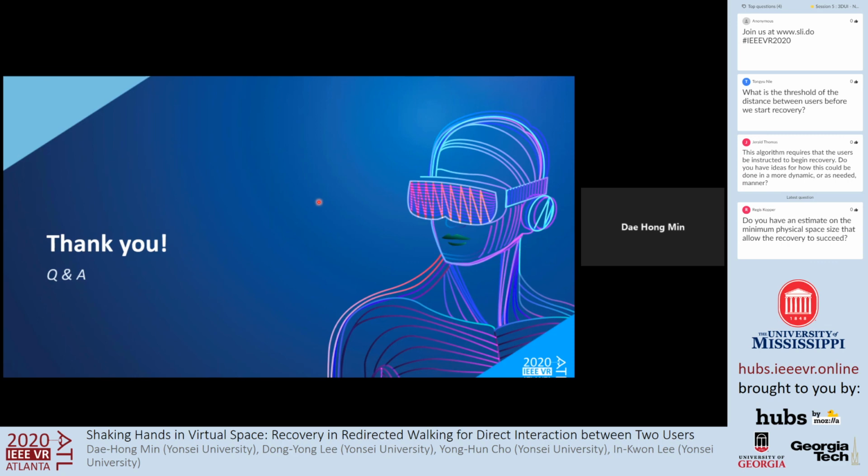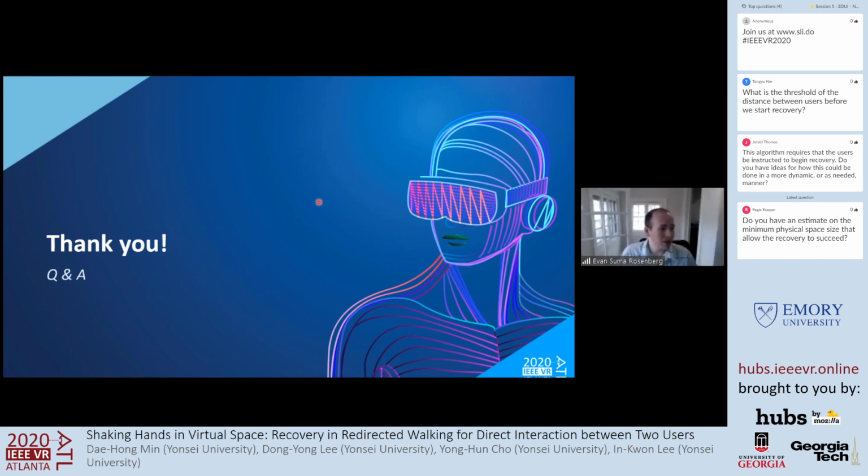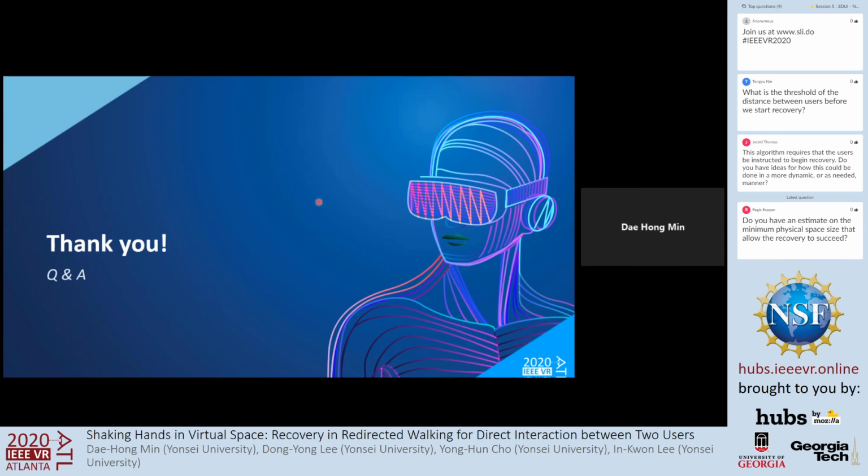Okay. Our third question comes from Tong Yu Ni. What is the threshold of the distance between users before we start recovery? It is also not a problem because the users can watch each other in the virtual space. Then we can apply the recovery algorithm however long the distance is. So the distance between users is not the matter. Okay.